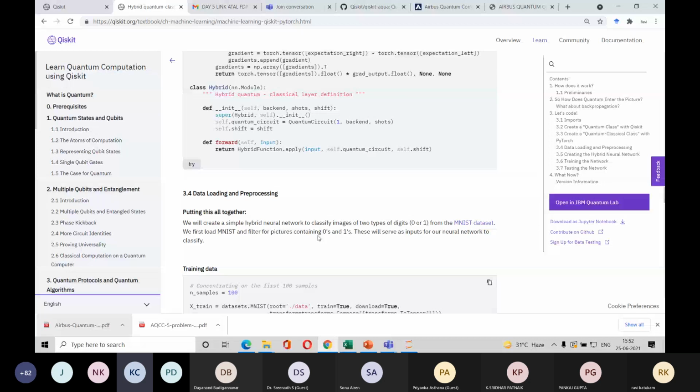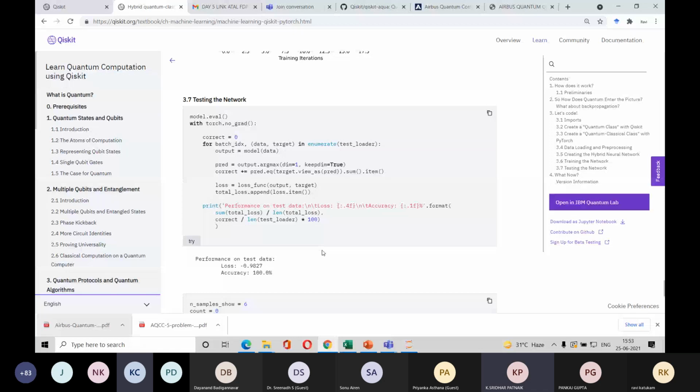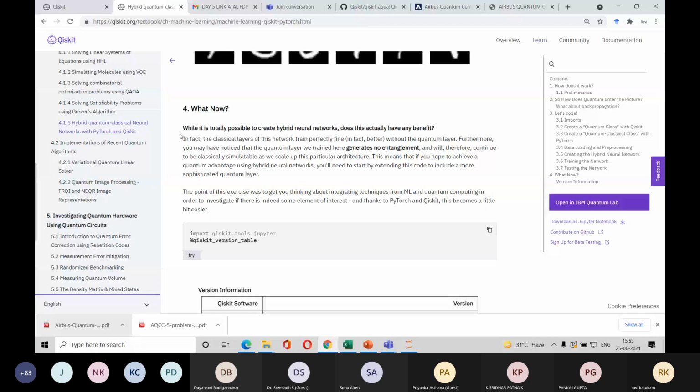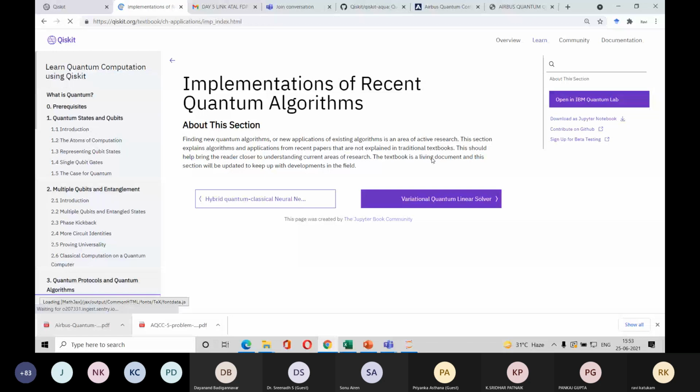But the point I'm trying to tell you is you need to really go through all the mathematics of each of these algorithms. That is not possible in a short span of time. But as a general user, you may not be interested to know what is happening, but just want to use it. Then for them, there is a nice library dedicated for machine learning. That is PennyLane. PennyLane is a library that is suitable for machine learning problems. Let me go to PennyLane and show you.